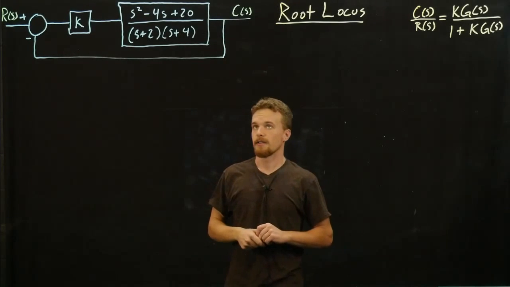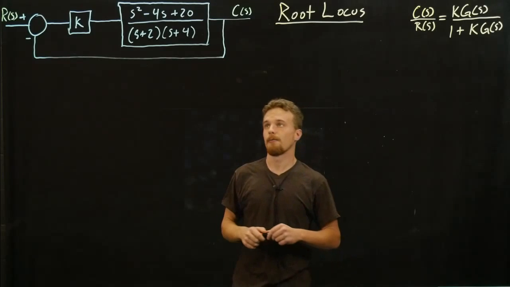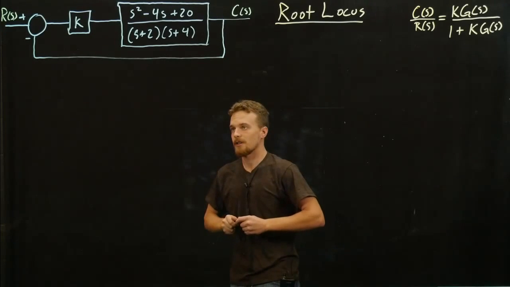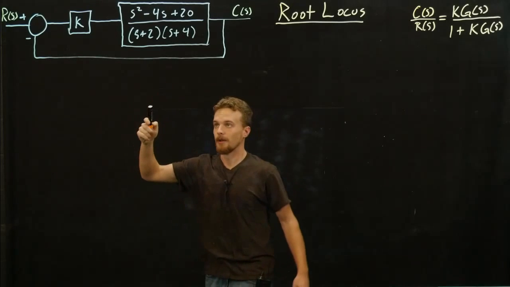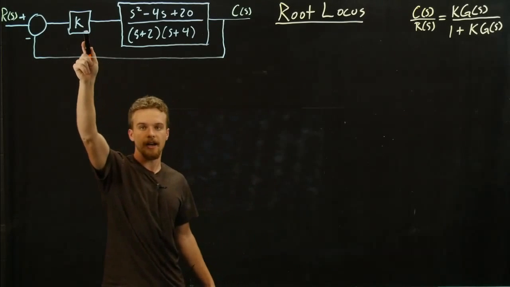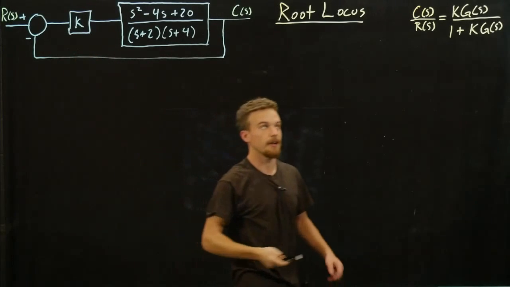So the idea is that we want to find what happens to the poles of the total closed loop system as we vary this gain k, because we have control over that. We could set it to whatever value we want.